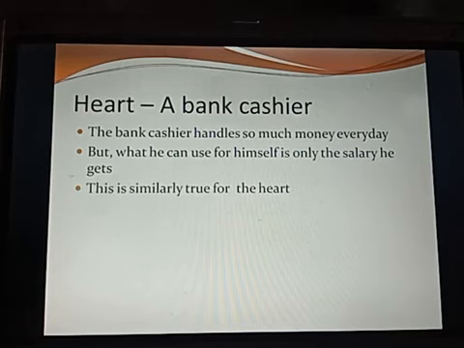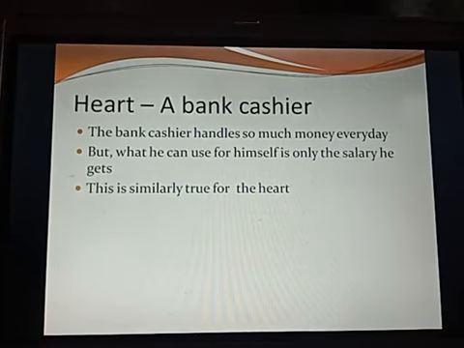This is similarly true for the heart. This very condition is also very true in the case of the heart. How is it similar? Because the heart deals with blood, since it pumps blood to all the parts of the body, but it cannot utilize that blood for its own use.